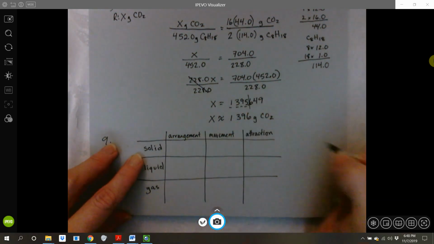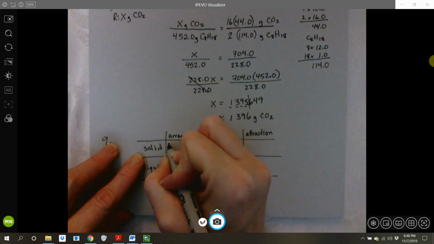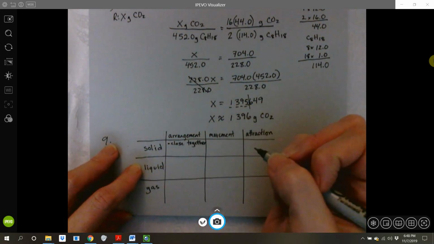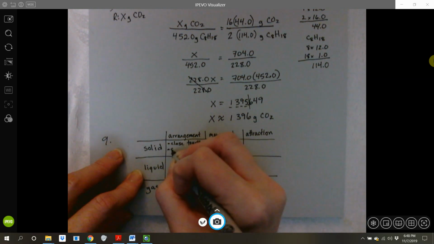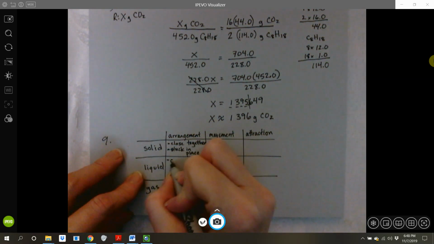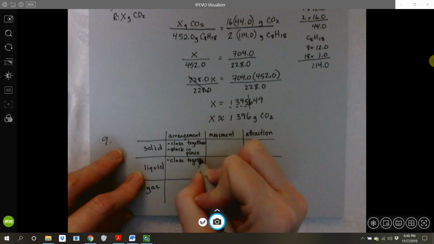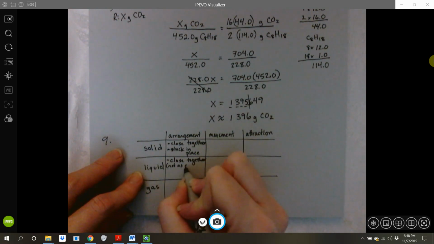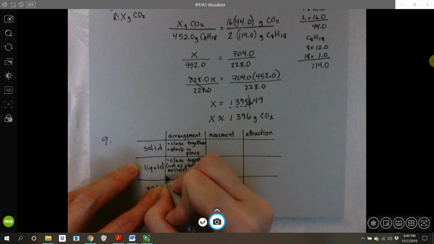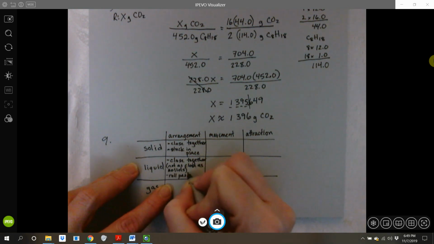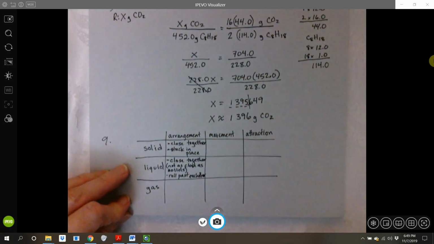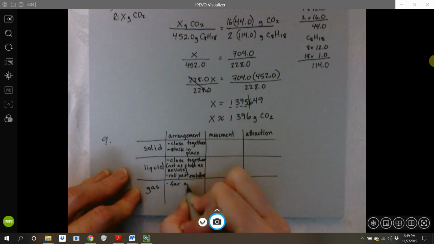So the arrangement in a solid, the particles are close together and they're stuck in place. In a liquid, they are still fairly close together, not as close as solids. And they can roll past each other. A little messy there, but they can roll past each other. In a gas, they are far apart from each other.